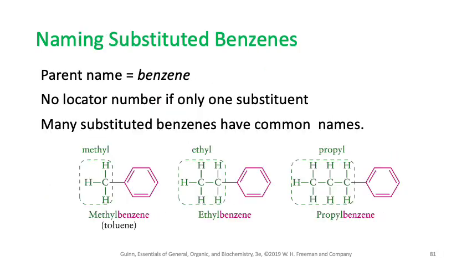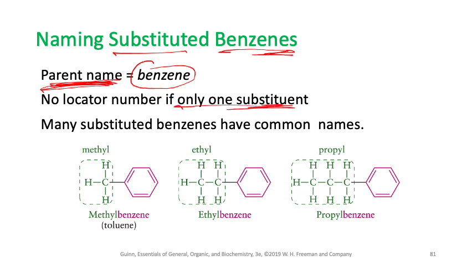Now let's try to name a substituted benzene. Whenever you have a benzene and a substituent attached to it, you always treat benzene as your parent chain, right? And if there is only one substituent attached, you don't have to give the location number of that substituent, because there is only one, so it's supposed to have 1. If you have many substituents on benzene, then we have some common names for that.